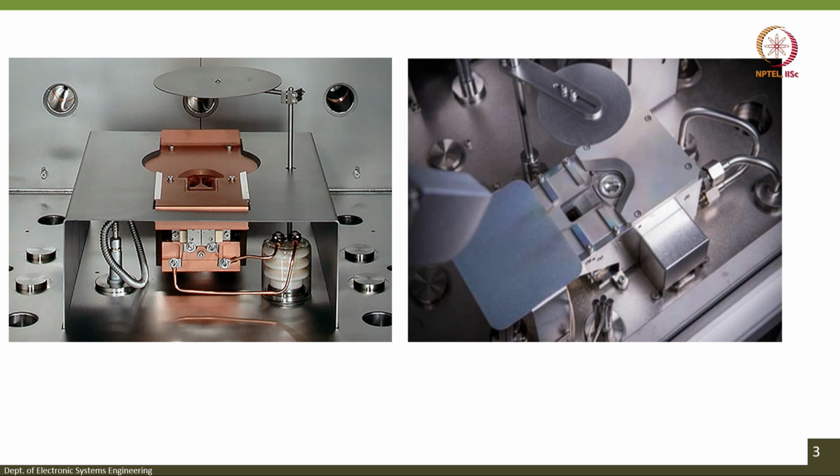Now, you have this socket. You can say it is a copper hearth in which you can load the crucible, and the electron beam will come and be focused onto the particular source material. You can see the shutter here. You can also see the shutter here. You can see how the source material is loaded.